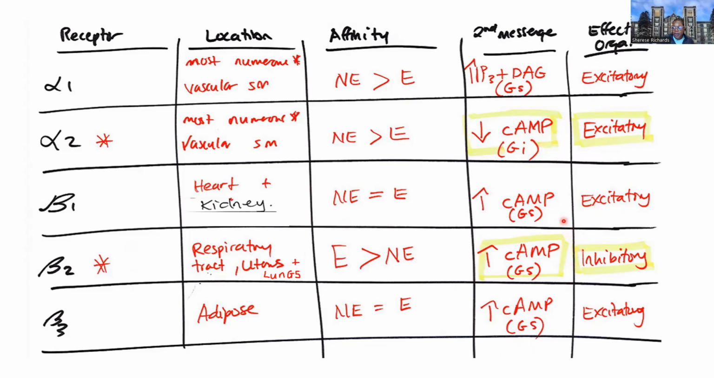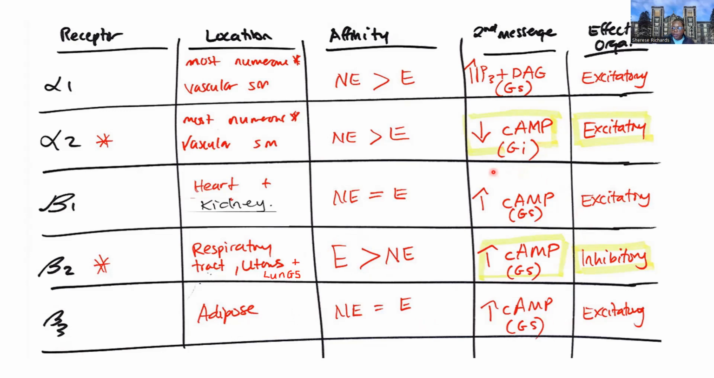For the beta receptors, these all involve cyclic AMP. They're slightly different in how they engage cyclic AMP, but beta-1 is on the heart and kidneys, and this has an equal preference for norepinephrine and epinephrine. Beta-2 is on the respiratory tract mainly, but also the uterus and parts of the lungs. That will have a greater affinity for norepinephrine than epinephrine. And then beta-3 is on adipose tissue, and that will also have an equal affinity for both.